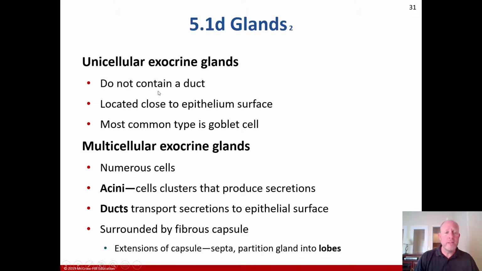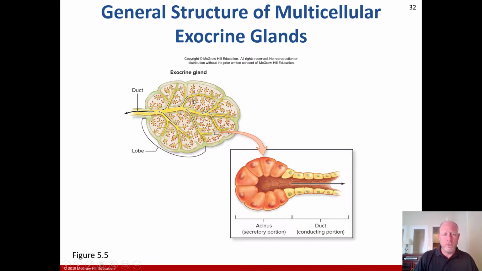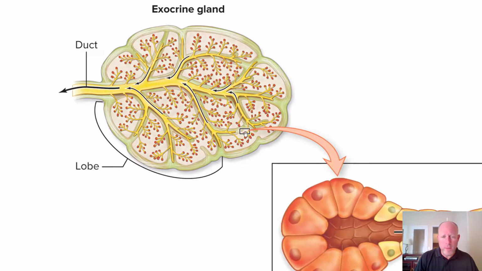Unicellular exocrine glands don't contain a duct. They're located close to the epithelial surface. The most common type is a goblet cell. Okay? And the multicellular exocrine glands are numerous cells, acini cell clusters that produce secretions, and ducts transport secretions to the epithelial surface. They're surrounded by a fibrous capsule, and the extensions of this capsule are the septa, the partitions of the gland, and the lobes. So you can see our exocrine gland here with the duct and the lobe, okay? And the acinus, where the secretory portion is, and the duct, the conducting portion, okay? Much larger image of what essentially is right in there.